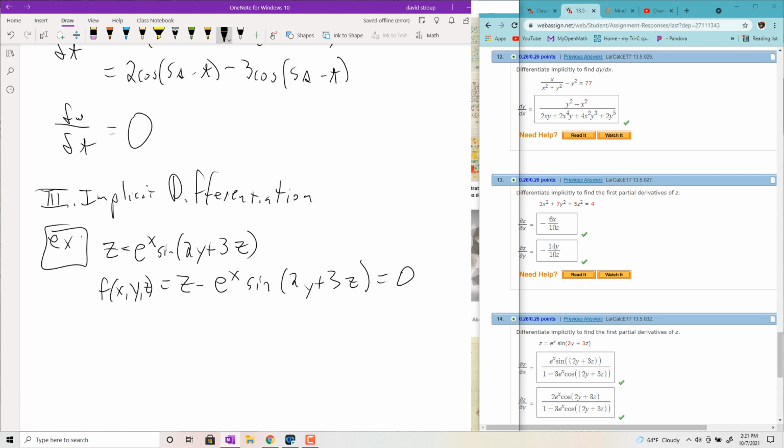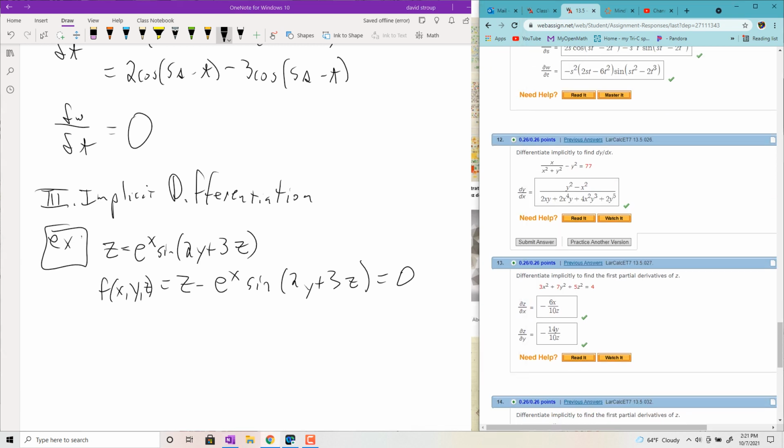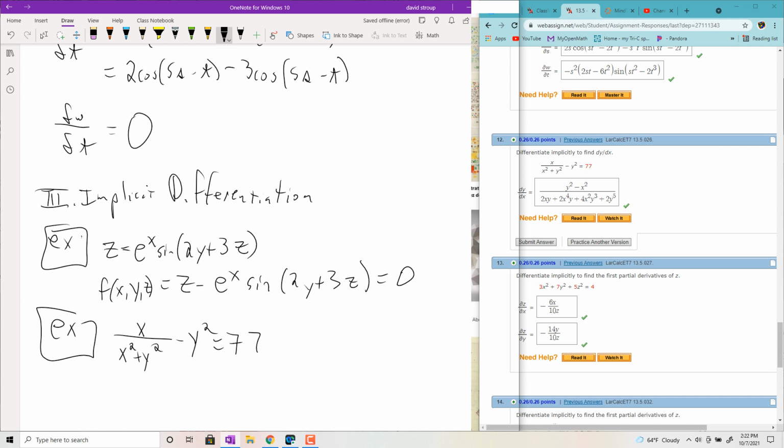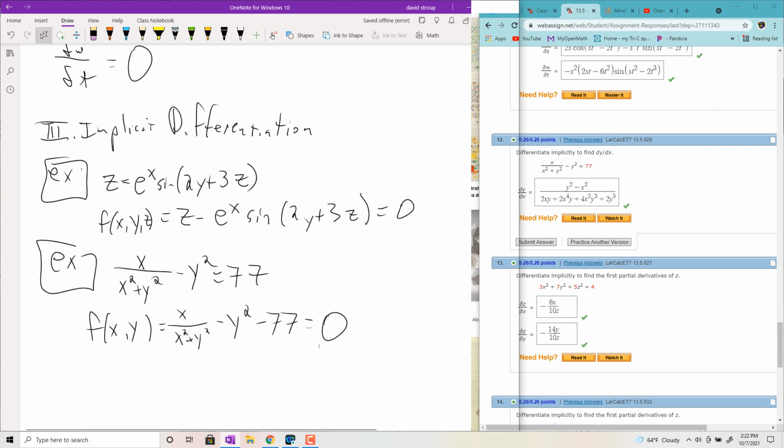Okay. So for example, number 12, the thing that's given is x over x squared plus y squared, minus y squared, equals 77. So in that case, our f of x, y will be x over x squared plus y squared, minus y squared, minus 77 equals 0. So you can think of it as, I guess, a projection from a four-dimensional universe onto a surface in 3 dimensions.